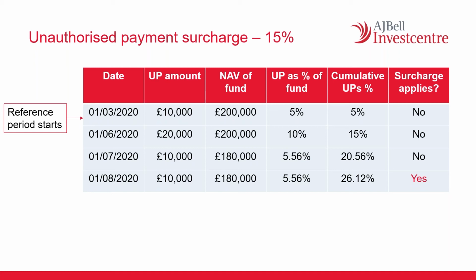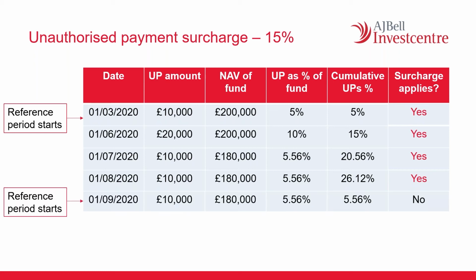So at this point in time, the surcharge applies, but it doesn't just apply to that payment on the 1st of August. Because we've hit the limit within the same reference period, it affects all of the payments that have gone before it, and the surcharge now applies back on those payments as well. If another unauthorised payment is made later, once that 25% has been breached and the surcharge is applicable on those payments, it starts a new reference period, and then you would start counting again from that one.